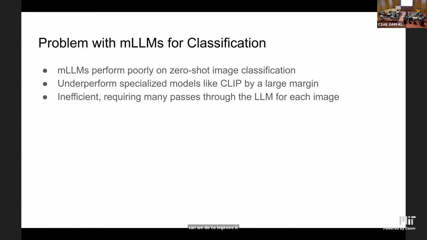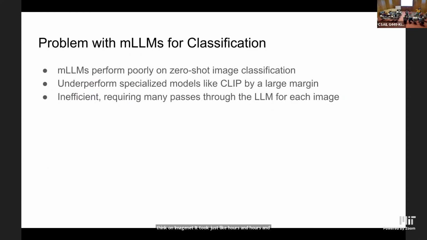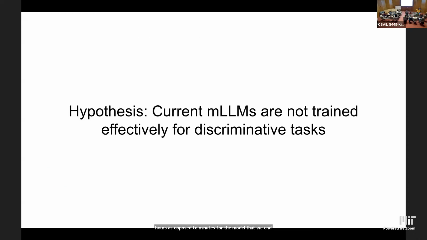One of the problems is that they don't work well, but another problem is that they are not efficient on this task, because in order to do this evaluation, we have to pass the image and the prompt into the model and do multiple passes. To evaluate on ImageNet, it took hours and hours and hours as opposed to minutes for the model that we end up using. So it's very inefficient. It doesn't perform well. So what can we do about it?